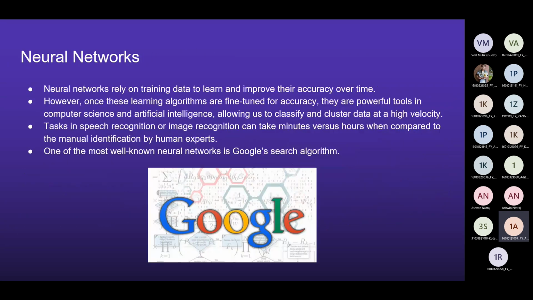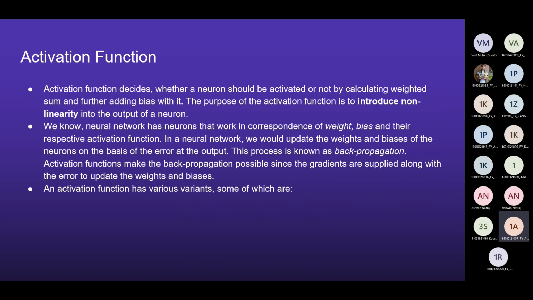So a neural network relies on training data to learn and improve its accuracy over time. And once these algorithms are fine-tuned for accuracy, they can be used as powerful tools in computer science and AI. Tasks in speech recognition or image recognition can take minutes versus hours when compared to manual identification by human experts. Now, what is an activation function and what are the different types of it?